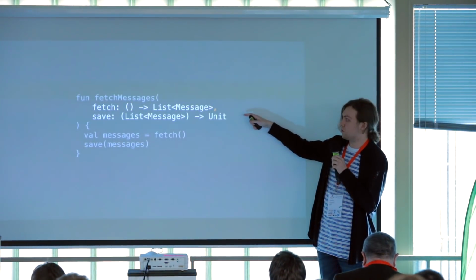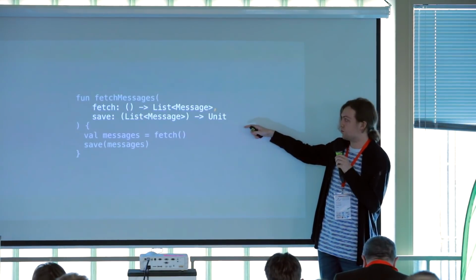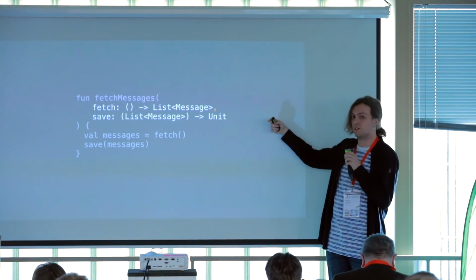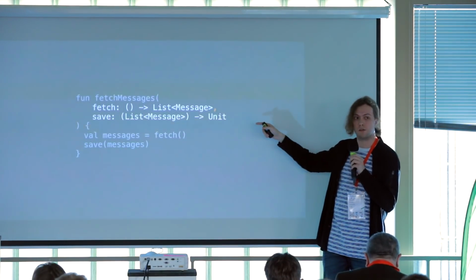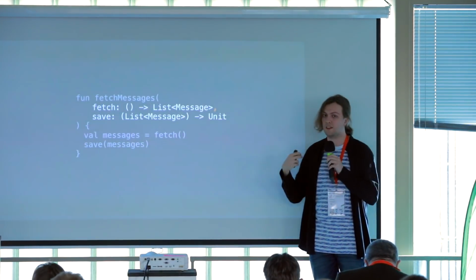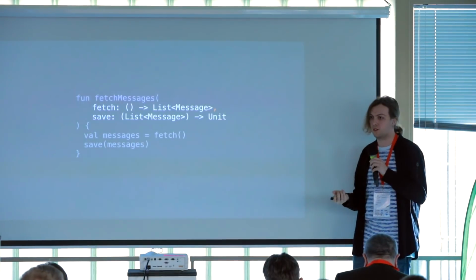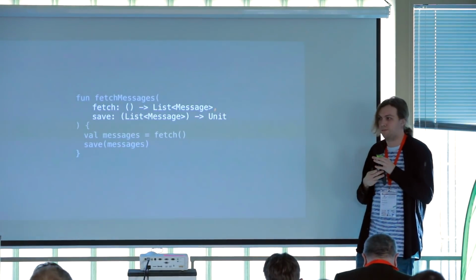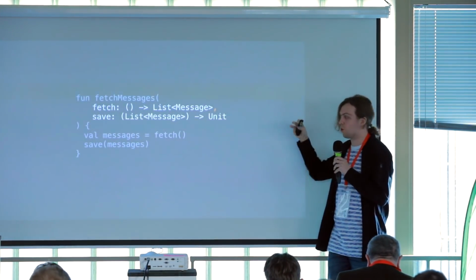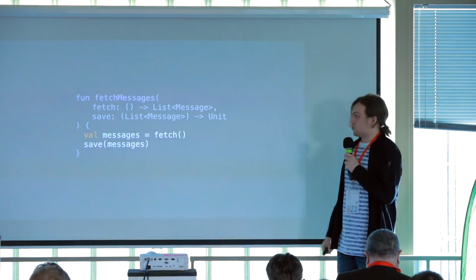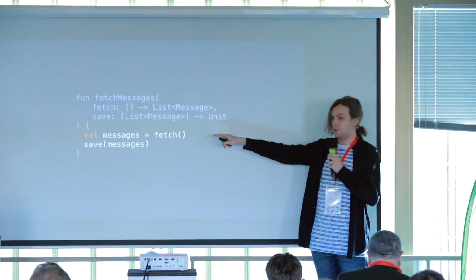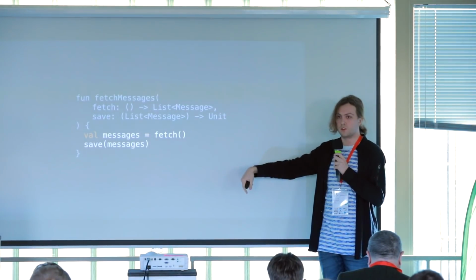They are both other functions. So the fetch parameter is a function which takes nothing and returns a list of messages. And the save parameter is another function which takes a list and returns nothing, and hopefully saves it. But again, it's out of scope of this function. What do we do? We just call fetch, get our messages, and call save, and put our messages in.